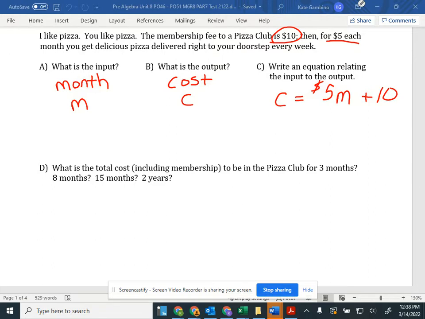So here's where some of us went a little bit off track. We were looking at putting in for the 3 months, 8 months, 15 months, and then 2 years. 2 years we know is 24 months. And there were quite a few of us that said, okay, 3 months times our $5, that's 15. We forgot that we have to add that 10. That's our equation. You always go back to your equation.